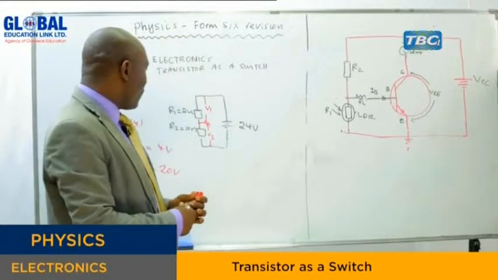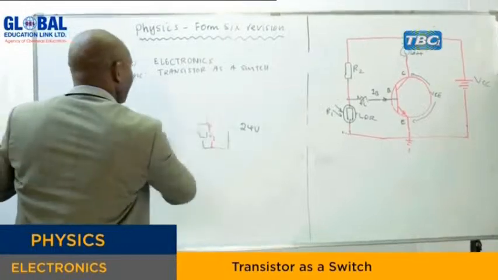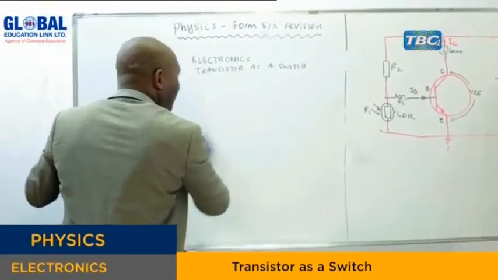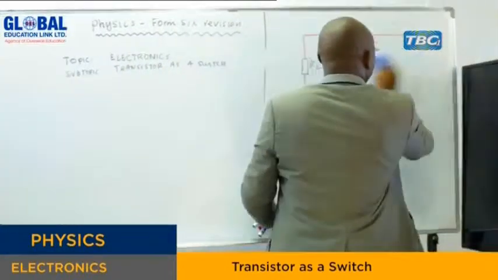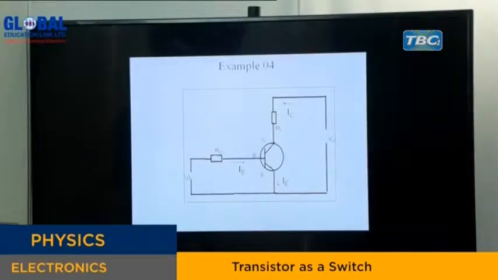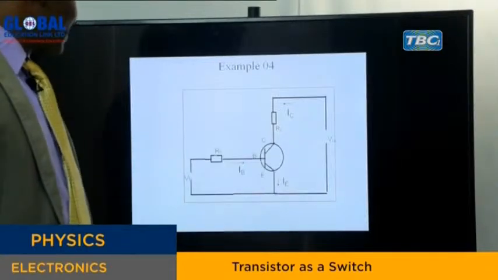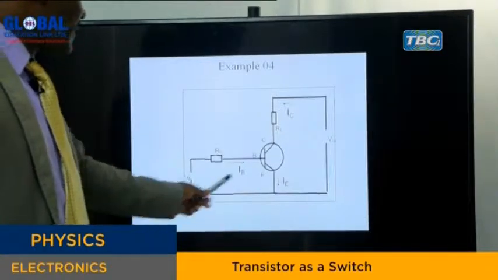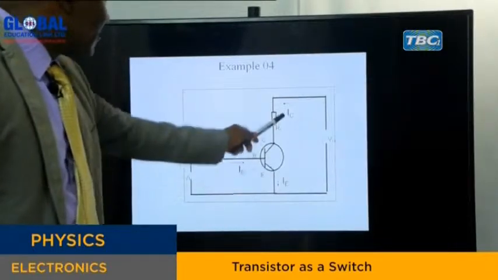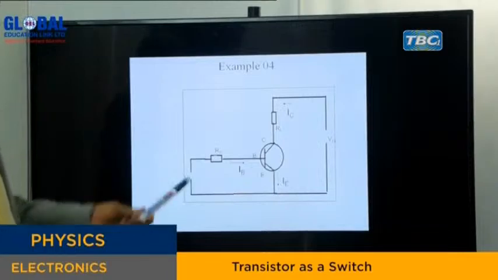Let's do example number 4. Example number 4 now. I think you are following up on the transistor as a switch. Let's do example number 4 on this part, the transistor as a switch. We are given a circuit diagram. As you can see, this is the NPN transistor with the input voltage applied, the supply voltage given, and the collector current. This is the common emitter, if you remember.